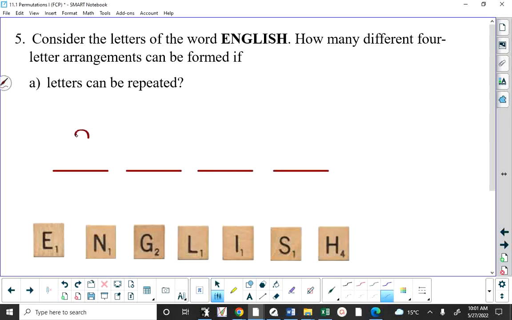I'm just going to say that there are 7 choices for the first blank. How many choices do I have, or how many items do I have to choose from for the next blank? Seven. And the next 7, and the next 7. So this is 7 raised to the 4. Whatever it is, I don't really care. Okay. If you want to know the number, you'd work it out.